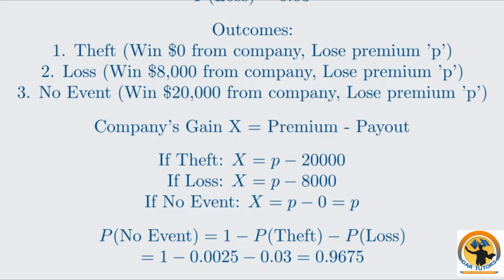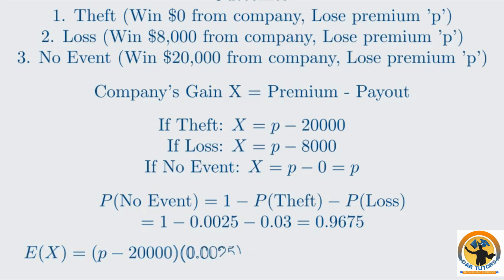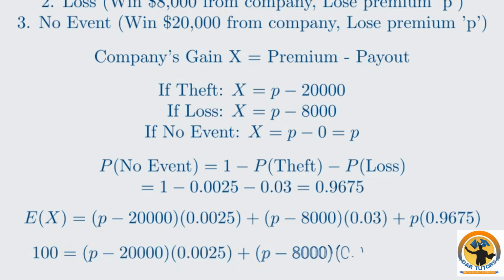We can now set up the expected gain for the company, EX. It's the sum of the gain from each outcome multiplied by its probability. The problem states the company wants an expected return of $100, so we set this expression equal to 100. This gives us our equation to solve for P.